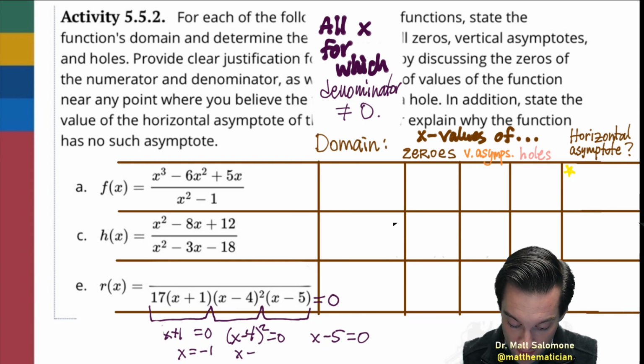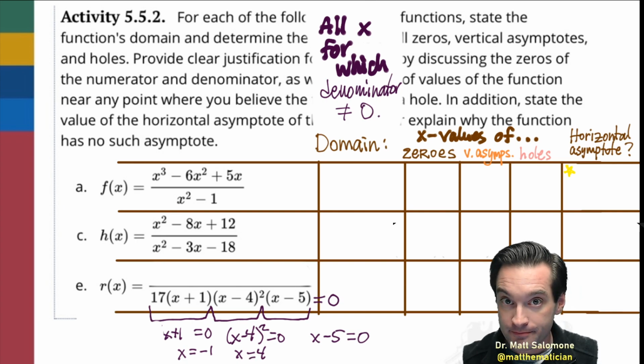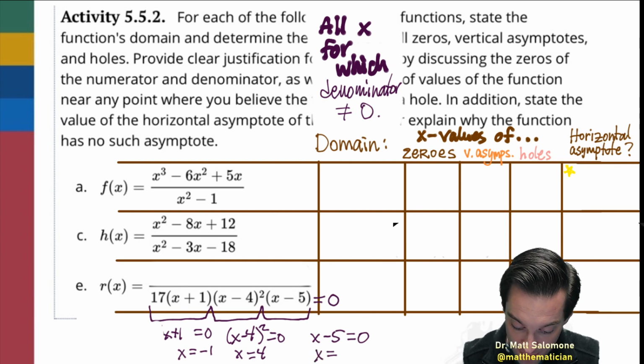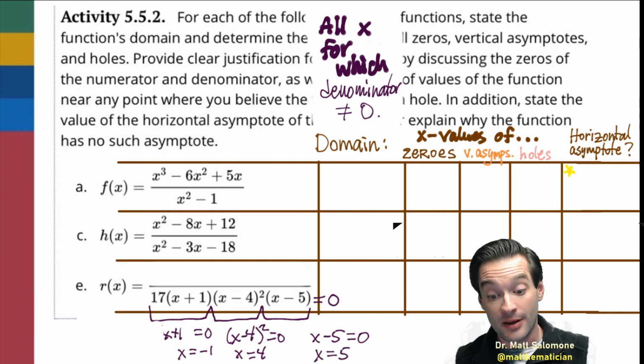But of course, plus and minus 0 are both the same real number. They're both equal to 0. And now when I add 4 to both sides, I'll get x equals 4. And finally, x minus 5 equals 0. I can solve by adding 5 to both sides. X is equal to 5.